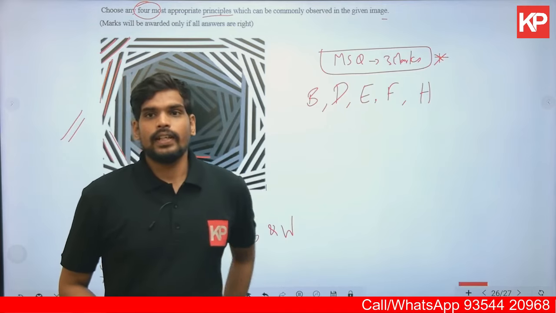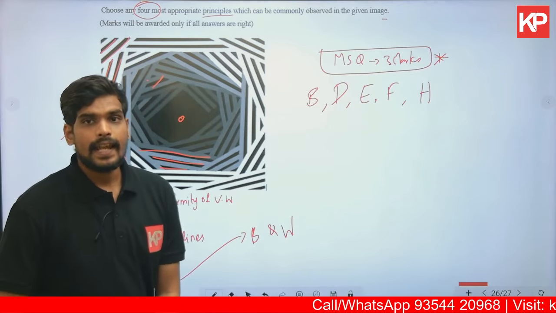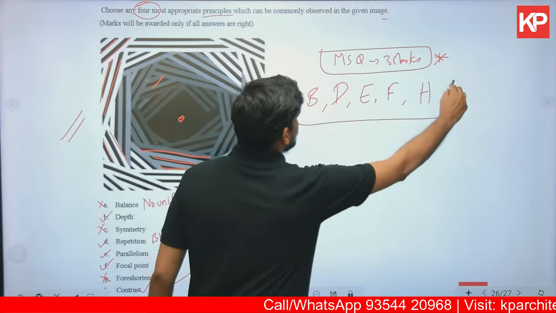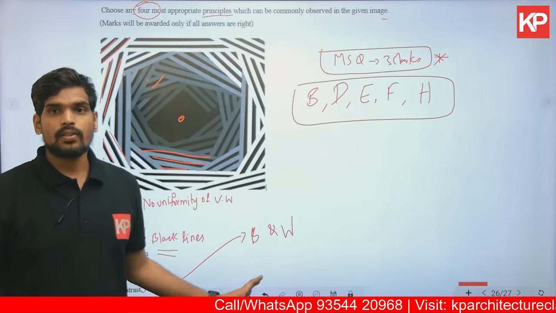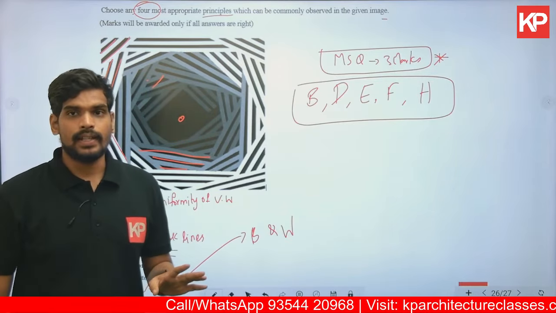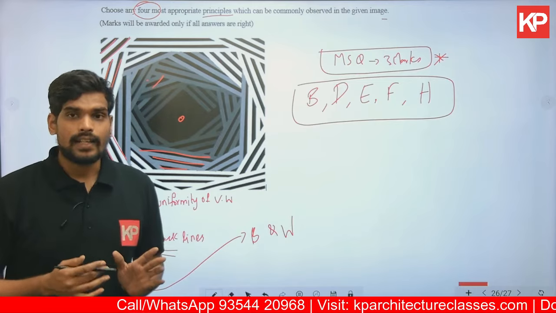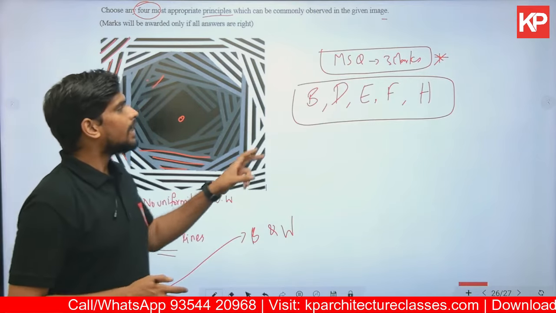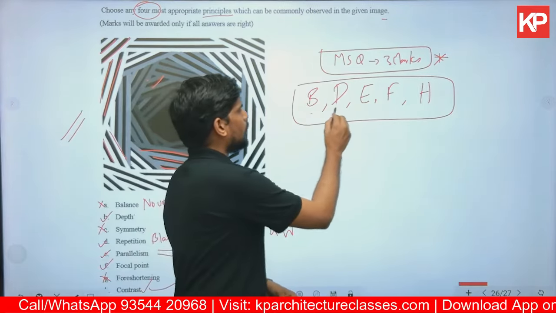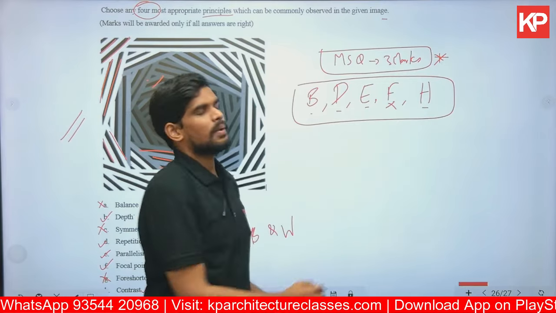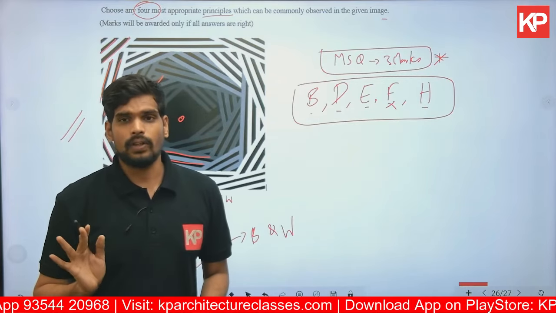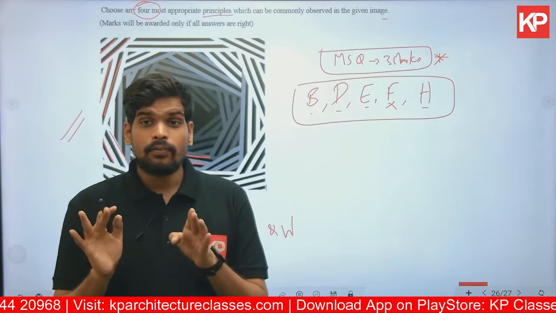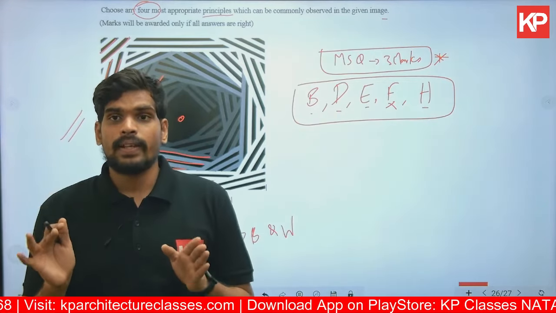The correct options over here are B, D, E, F and H. Of these options, so there are 5 correct options. Of these, you can select any 4 and write them in the exam. So how to answer these in NATA exam? Go by elimination approach. And if you feel you're confident about B, D, E and H and you're not sure about F, you can leave F. You need not write all the 5. You should answer any 4 and all the 4 should be correct.